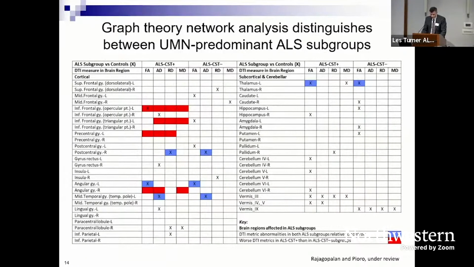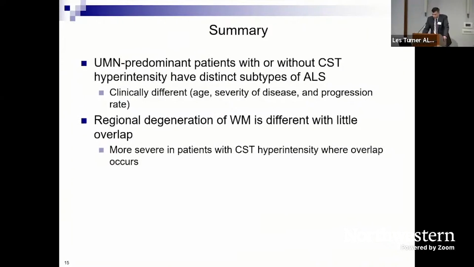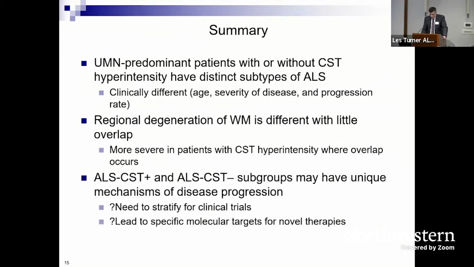In summary, we have shown by clinical and advanced brain MRI analyses that ALS patients with and without CST hyperintensity appear to be distinct subtypes of ALS with differing regions of brain degeneration. This also suggests these subgroups may have unique mechanisms of disease progression that support stratification for clinical trials, and if better understood, could lead to identifying specific molecular targets for novel therapies.